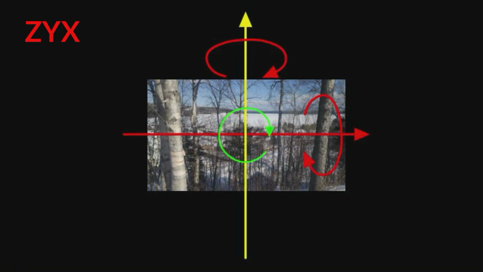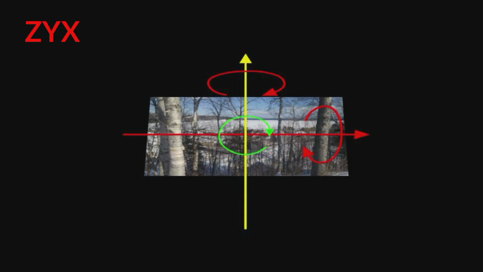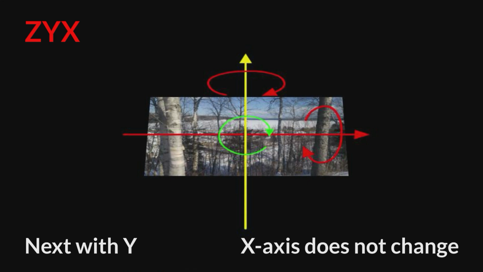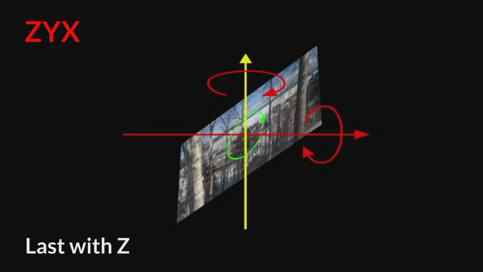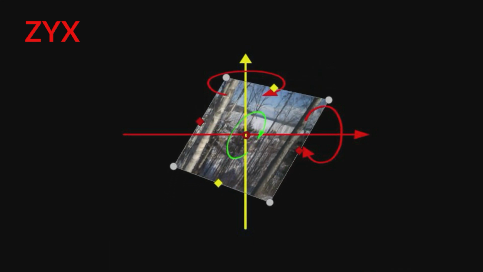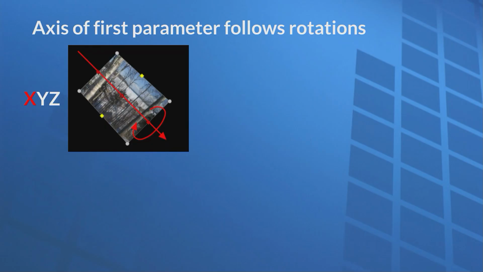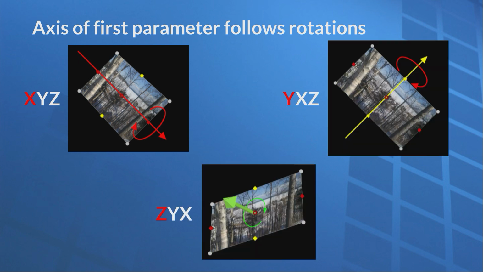For ZYX, rotating using X causes the image and the Z and Y axes to rotate. Rotating Y causes the image and the Z axis to rotate. Rotating Z will rotate the image about the modified Z axis, which is normal or perpendicular to the image. Or, the first parameter is always linked to the object axis, no matter what the other two parameters are.